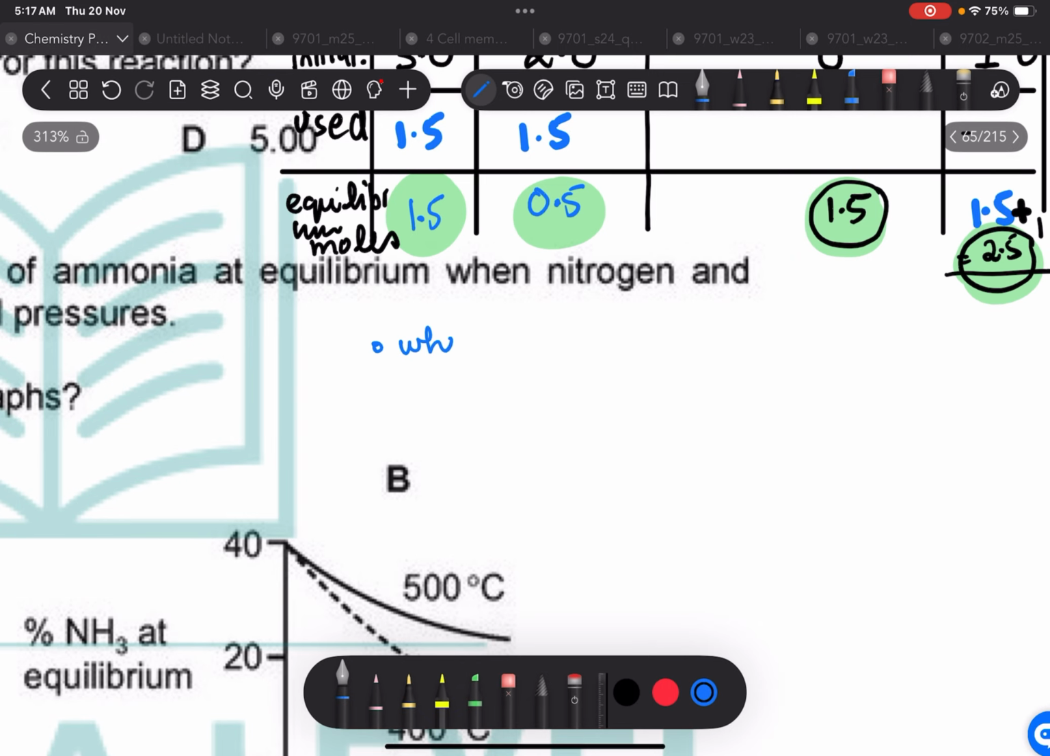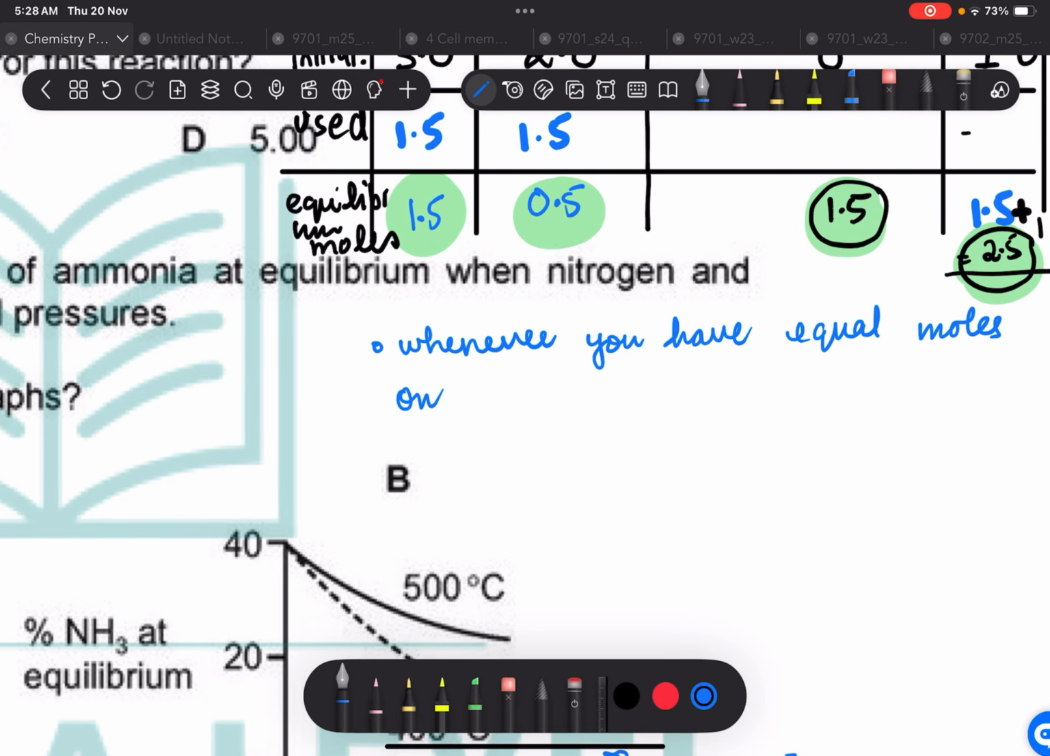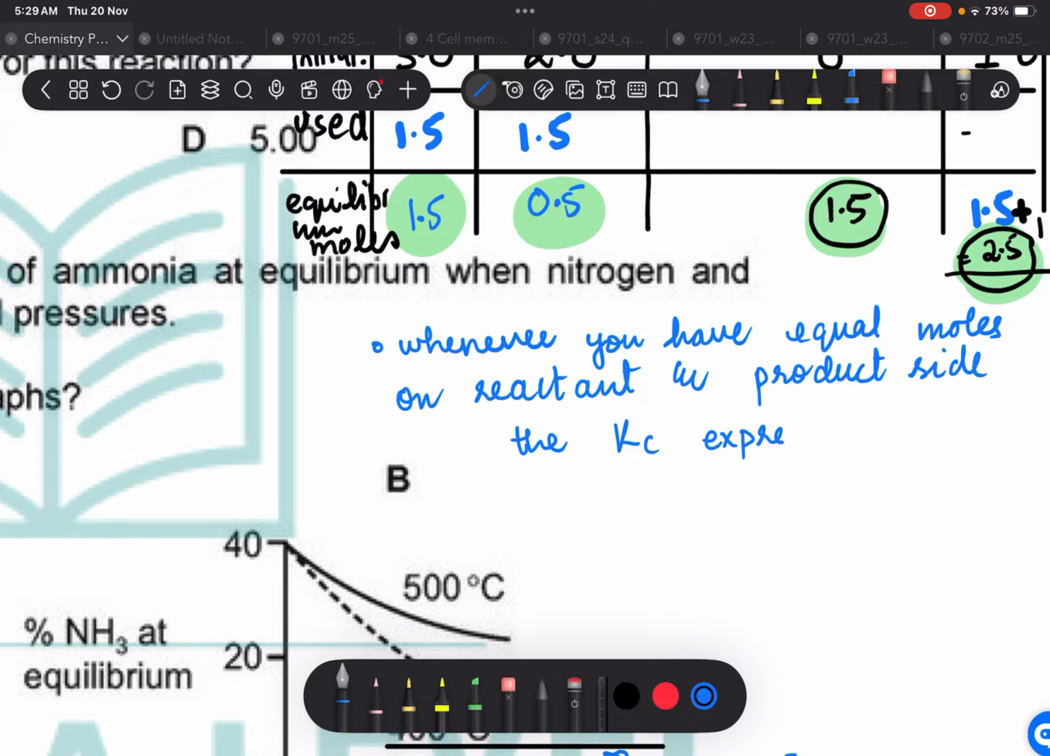This is a very important line, that whenever you have equal moles, So now, since we know our Kc expression is going to cancel, we don't need the volume.